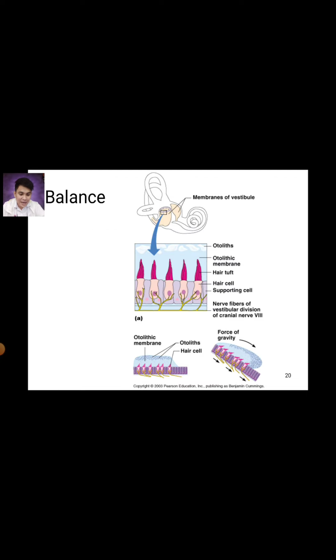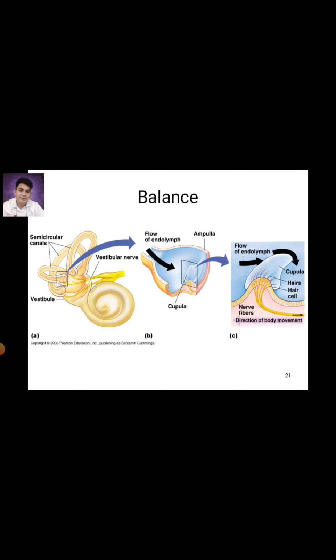So let's go to the balance. Yan, nakikita naman po natin yung balance dyan. Yan po yung balance, yung cream color na nasa ating tenga.